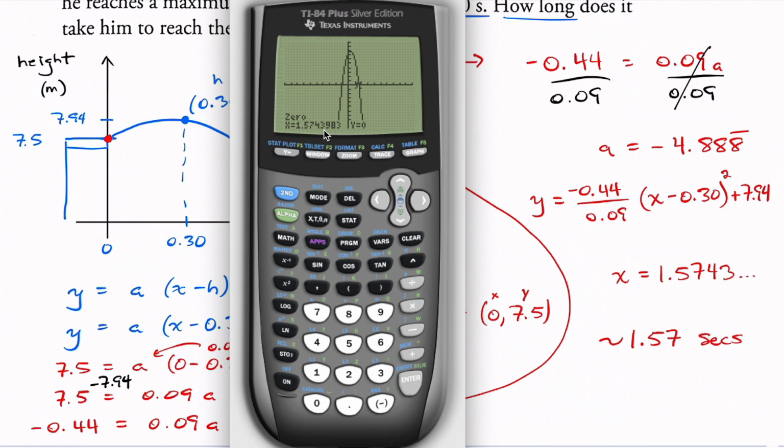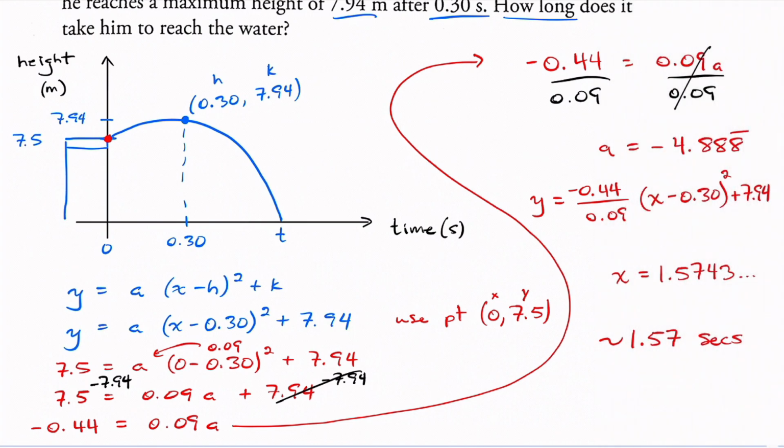Now note in this question, our x was time, and I wrote that right here, but we used x throughout, and we used y throughout instead of h for height or t for time. You can still do it like this, you just have to know that the x is representing the time, and the y is representing the height.